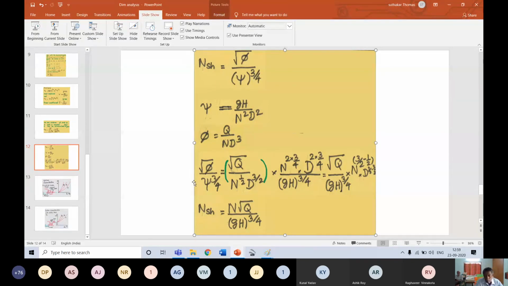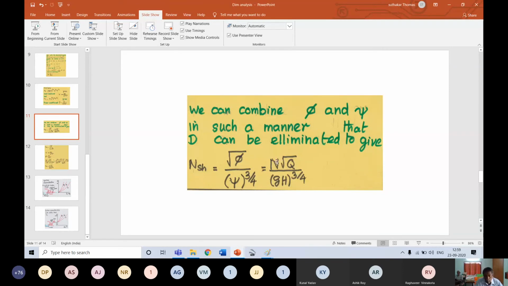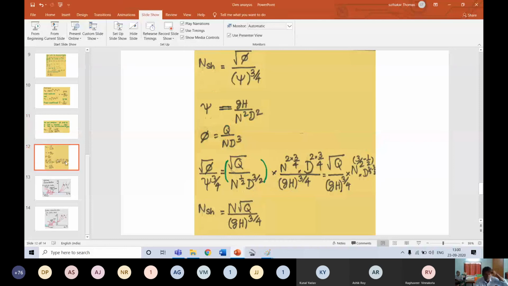Where is the specific? Okay, this is shape number. I think I have not given specific speed. That's okay. So you find that shape number for a pump is N root Q by GH power 3/4. Okay, are you able to hear? Yes, sir. Okay, so you can see that.